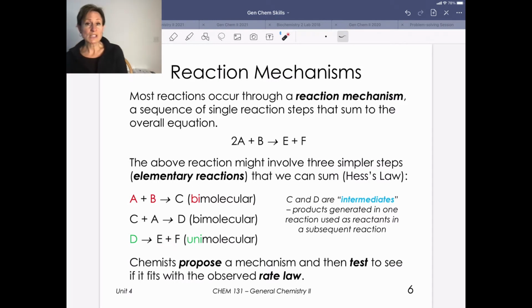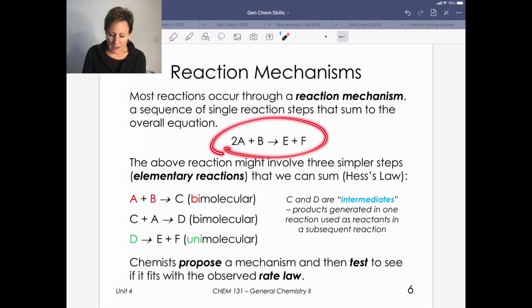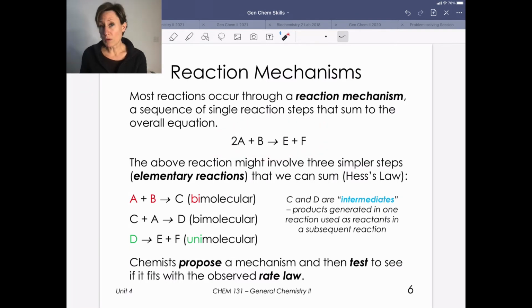Okay. Some important pieces to highlight with what's going on here. C and D are what we call intermediates. These are products that are generated in one reaction, okay, but used as reactants in a subsequent reaction, such that when we sum everything up, intermediates never appear in the overall reaction. Okay, so that's an important distinction of what an intermediate is compared to a reactant or a product.